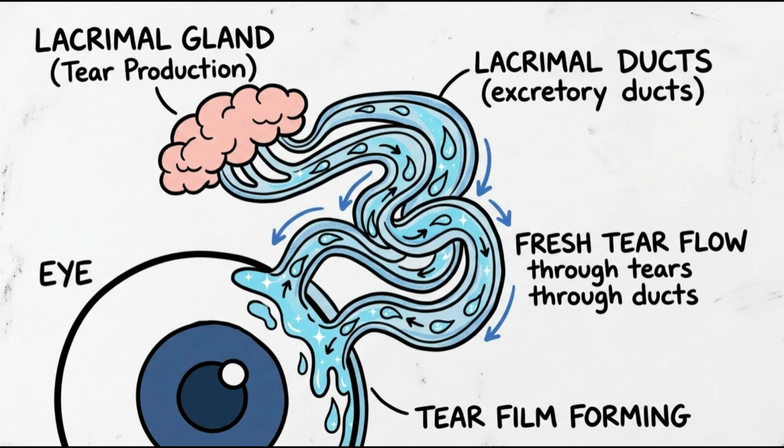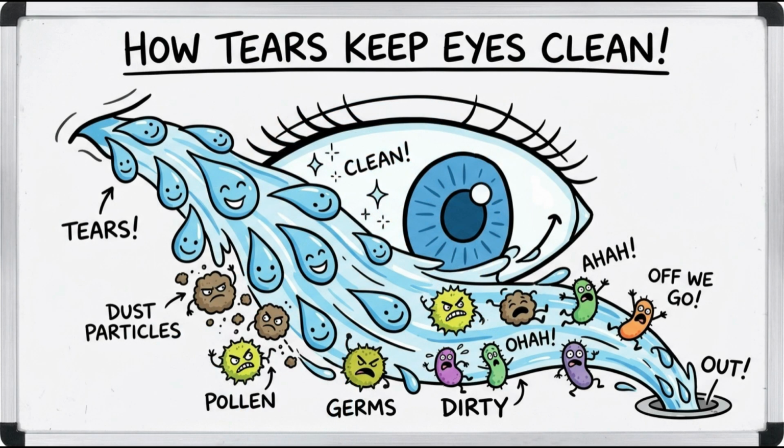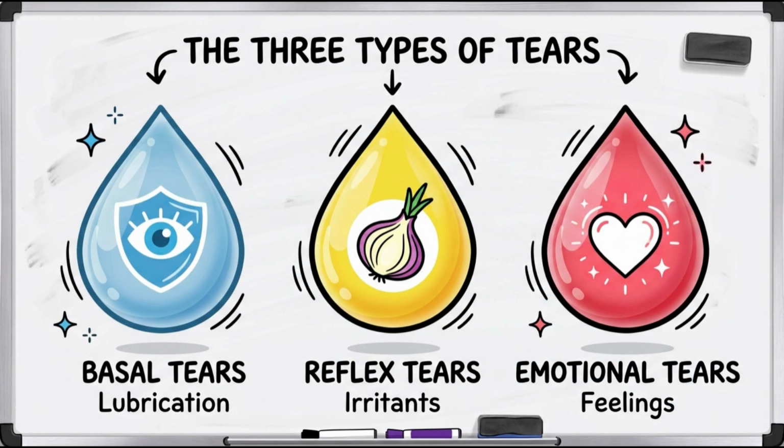Show the path tears travel before reaching the surface of the eye. Demonstrate the protective role of tears in keeping the eyes healthy every day. Introduce the three main categories of human tears: protective tears, reflex tears, and emotional tears.